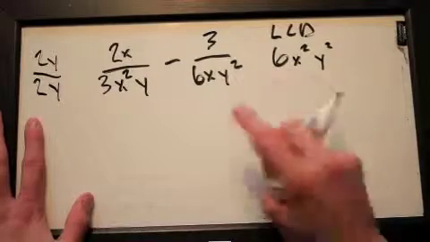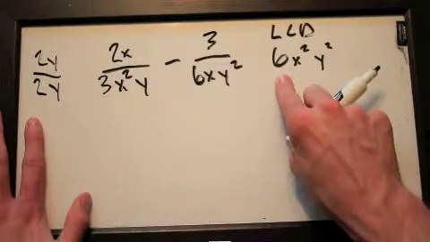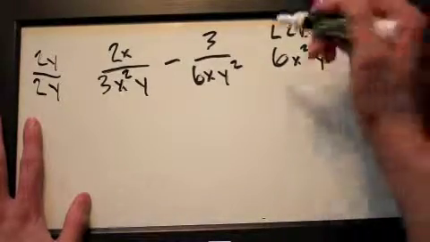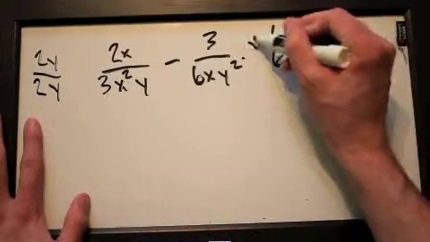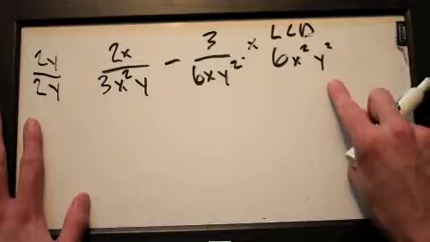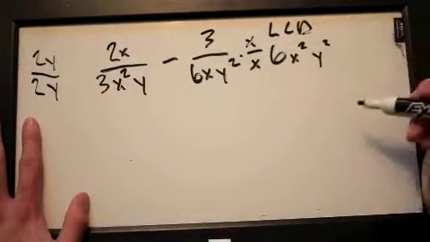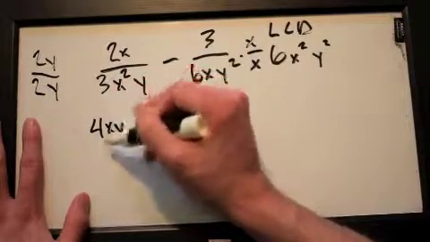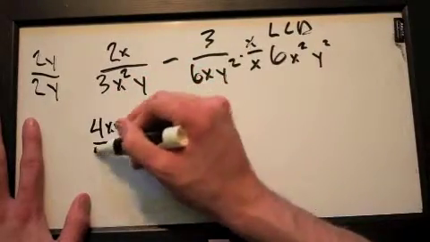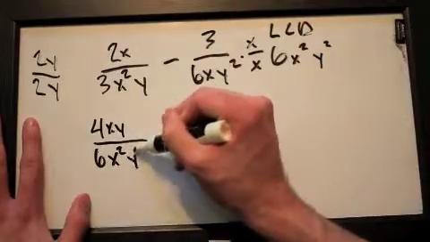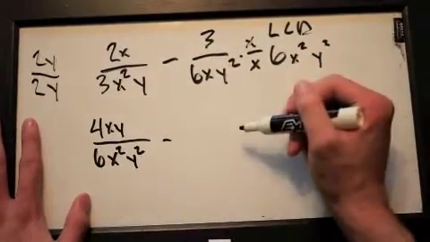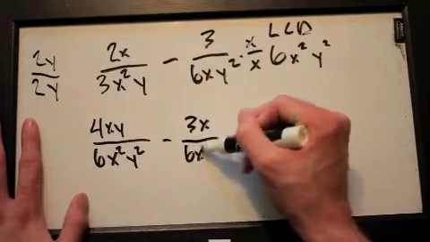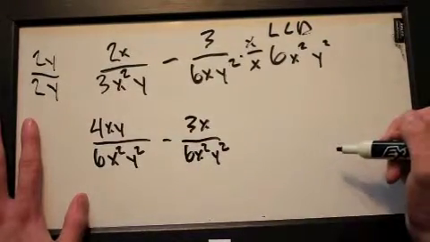Over here, 6 to 6, well that doesn't really need to change. X to x squared, however, that needs to change. I need to multiply this by x, and y to y squared doesn't need to change. So all I need to multiply by is x over x. So over here I get 4xy over 6x squared y squared minus 3x over 6x squared y squared.